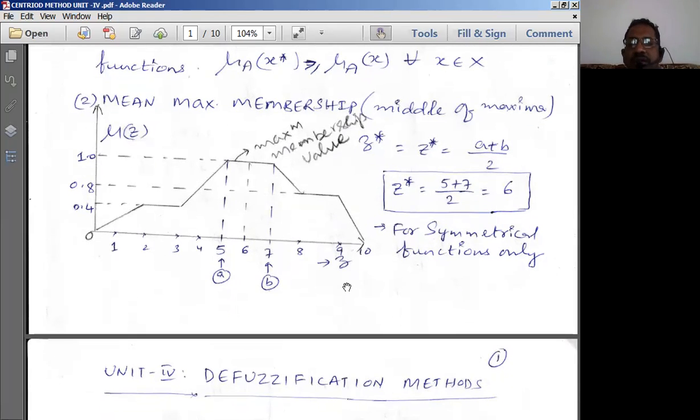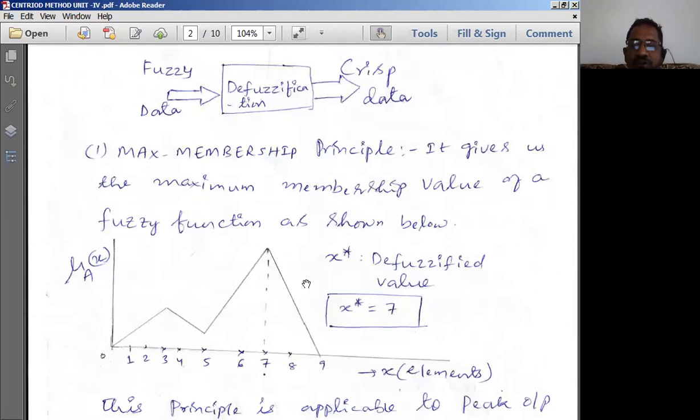Now, what is the limitation here? The mean maximum membership method can be used only for symmetrical functions. That is the constraint of this method.